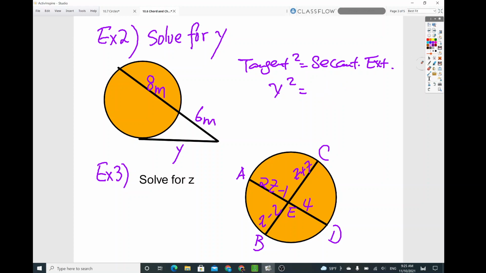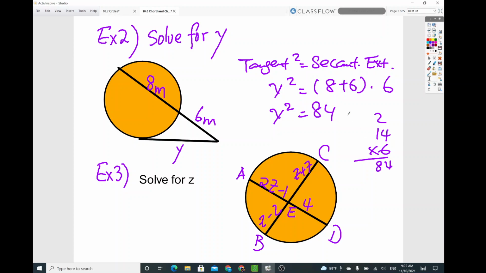Let's show the whole process. The secant is a plus 6, times the external, 6. So y squared equals 14 times 6, which is 84. Taking the square root, y is positive because it's a line segment. Dividing top and bottom by 4, we get 21, so y equals 2 root 21.